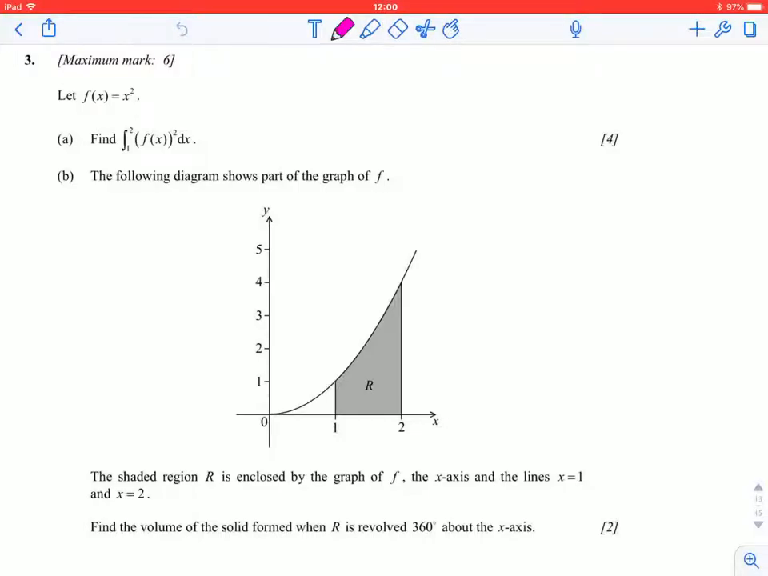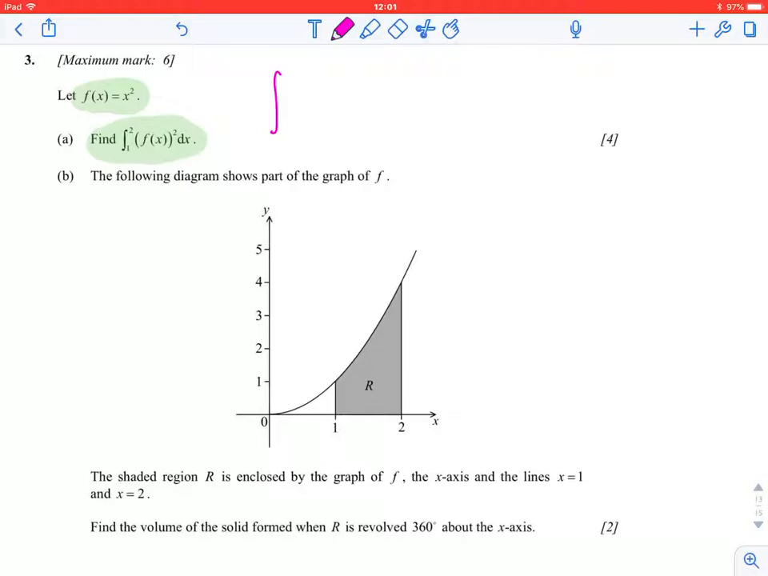This question is from May 2014, paper 1, time zone 1, and it is question 3. So no calculator here. First thing, finding the value of a definite integral. Don't be thrown off by the fact that we are squaring a function. The function we are given here is just f of x equals x squared. So just take that x squared and substitute it in.